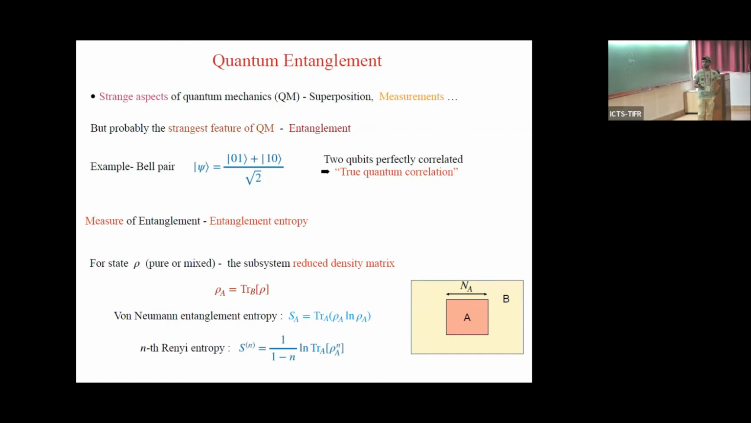There are various measures of entanglement, but one of the popular ones is entanglement entropy. For that, you take a system and divide it into two parts, A and B. For any state described by some density matrix, which can be pure or mixed, you calculate the reduced density matrix for subsystem A by tracing out the degrees of freedom in the other part of the system. This is the definition of von Neumann entanglement entropy, which is the trace of rho A log rho A. Similarly, there is a definition of Renyi entropy, and as n tends to 1, it goes to the von Neumann entropy.